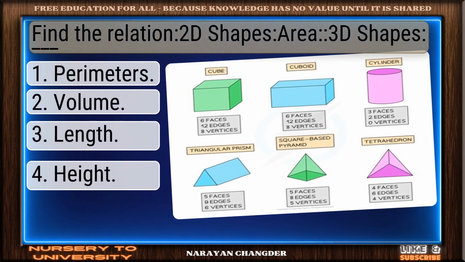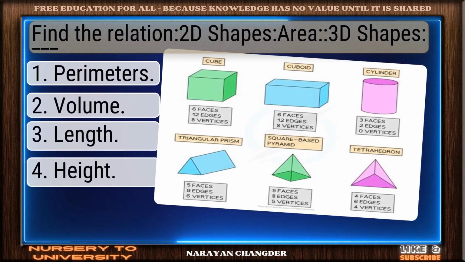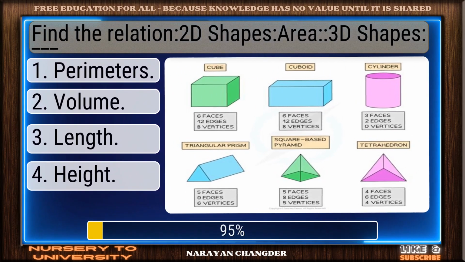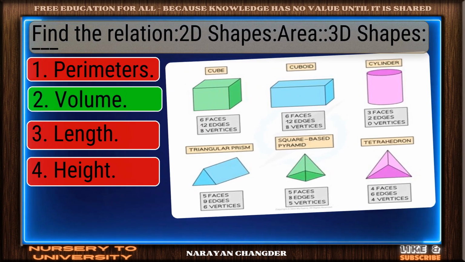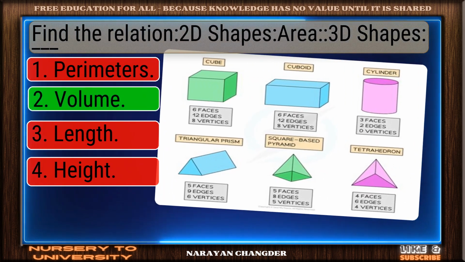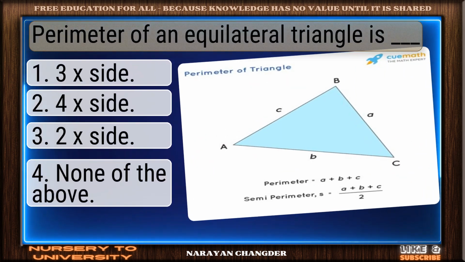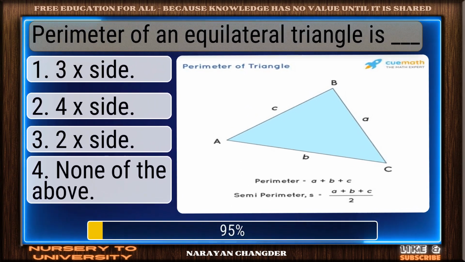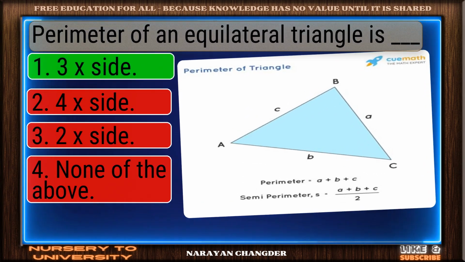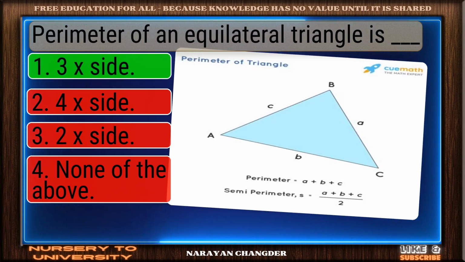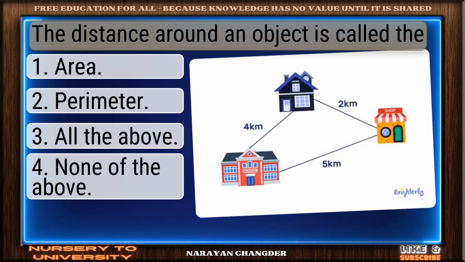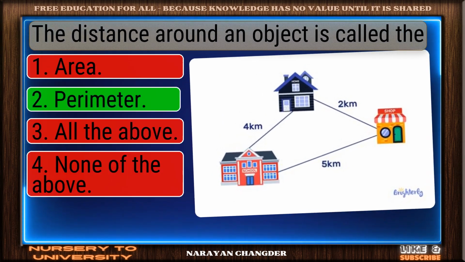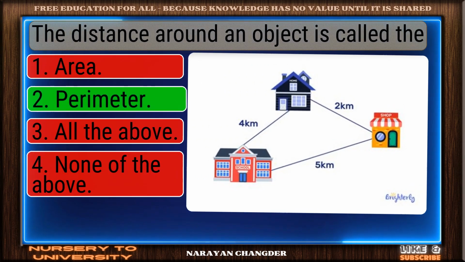Find the relation. 2D shapes: area. 3D shapes: dash. Correct response. Volume is the most accurate answer. Perimeter of an equilateral triangle is dash. Nice selection. 3 x side is the correct and valid answer. The distance around an object is called the. Valid point. Perimeter is true.